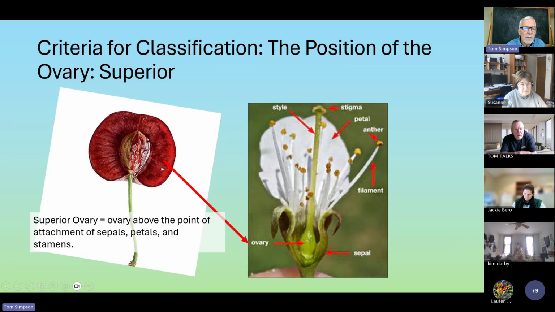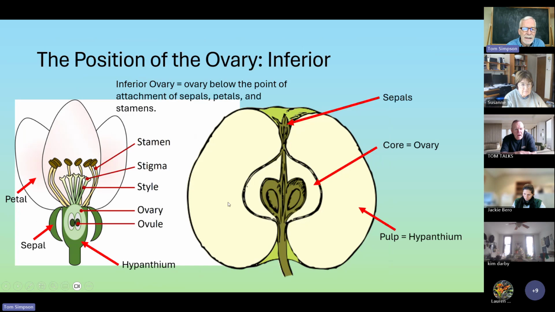This would be a cherry or a plum or a peach. This is an apple. We talked about that just now. The sepals are left, a fragment of the sepals on this end, stem on the other end, and there is the core, the pulp is the hypanthium. This is the flower, with the separation of sepal, petal, and stamen only above the ovary.